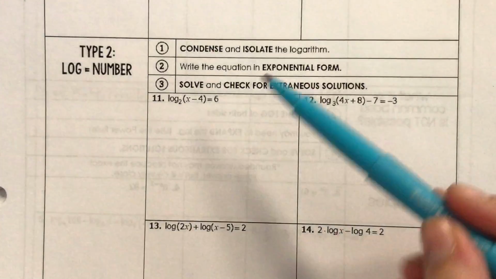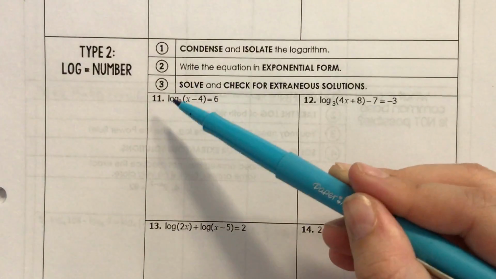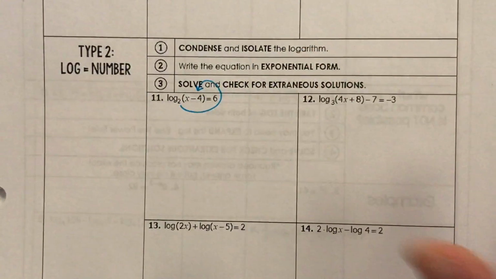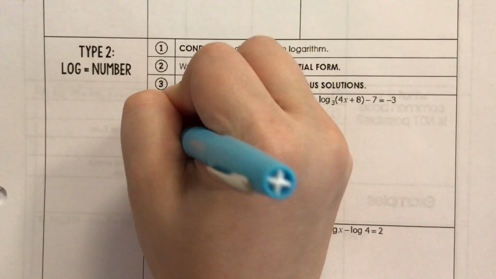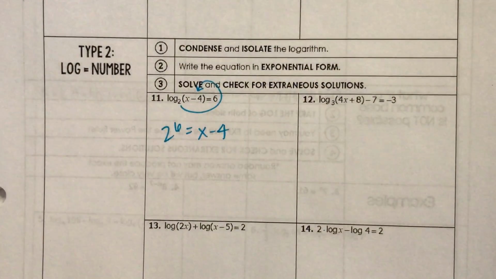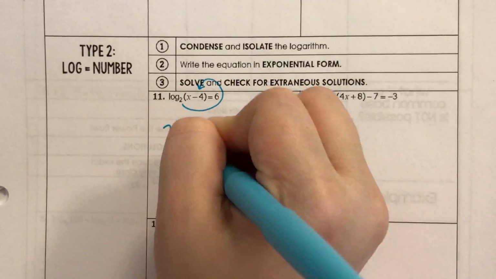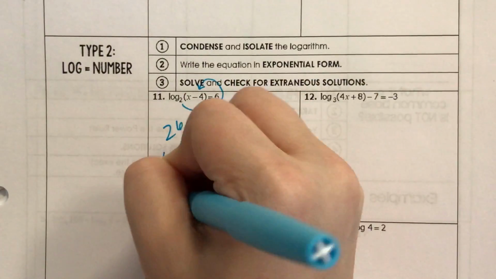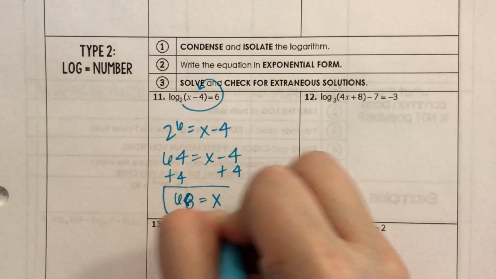Okay, so write the equation in exponential form. Well, because I don't have to condense, it's already condensed. Now remember the logarithm loop I taught you? Go like this. Now I can write it in exponential form. 2 to the 6th power equals x minus 4. Well, 2 to the 6th power is 64. And all I have to do to solve for x is add 4. 68 equals x.